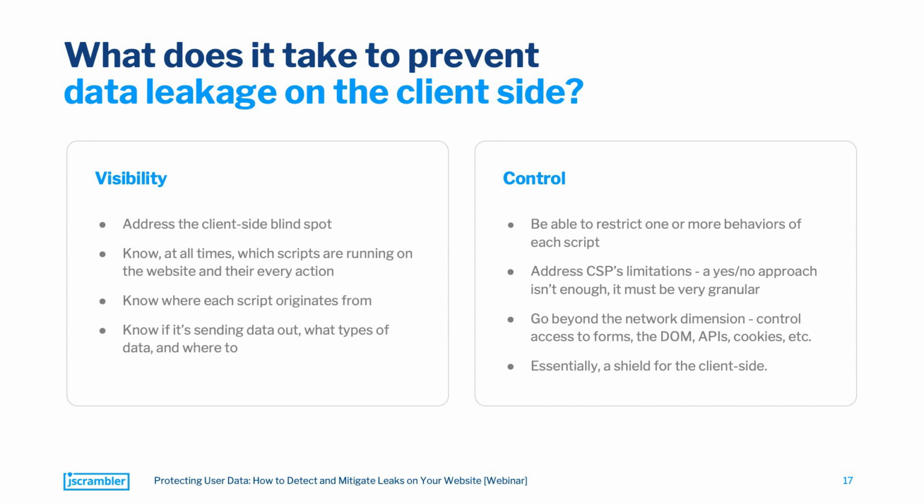For instance, we should be able to allow a chat script to run on our website, but prevent it from accessing any payment or login forms and sending any sensitive data out. So this means going beyond the network dimension and being able to define which scripts can access specific forms or call specific web APIs or have access to cookies and so on. So in a way, this is a complete shield from our client side that doesn't leave out any dimension, allowing us to control everything.